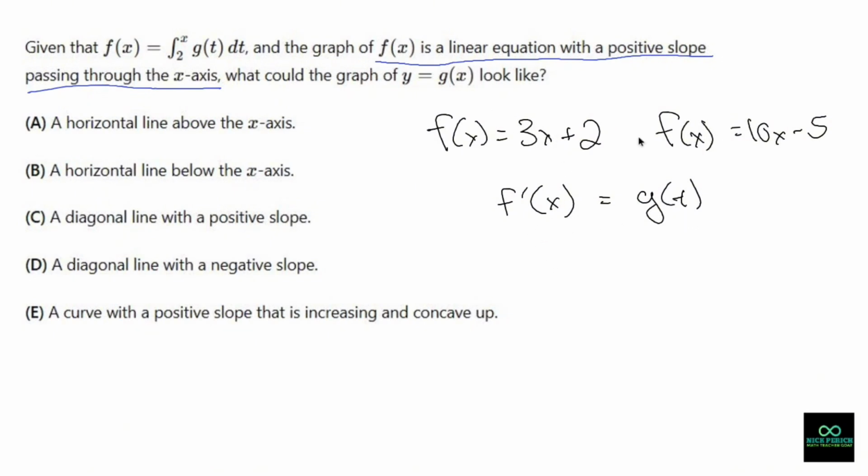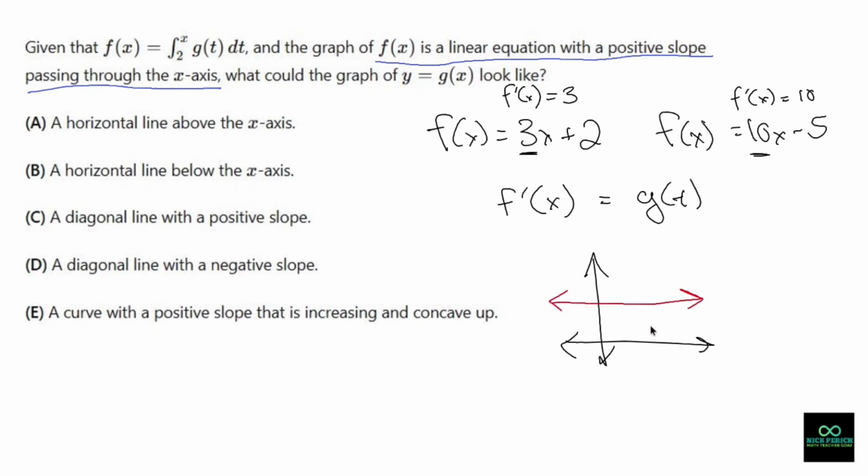Taking the derivative of any of these is just going to leave me with a positive number. Like taking the derivative of f of x here would be 3, so f prime would be 3, or f prime would be 10 in this case. f prime of any linear equation with a positive slope is just going to be a positive number. So the graph is always going to look like a positive constant, which looks like this, a horizontal line above the x-axis. So kind of a tricky problem, but that's how you do it.